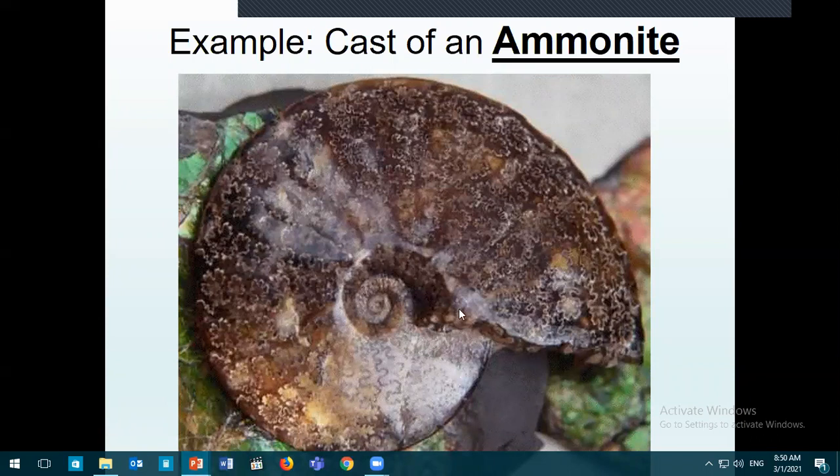This is another example. This looks like a shell, but actually it's a cast of a shell. So it's not the real shell, it's actually an impression of it.